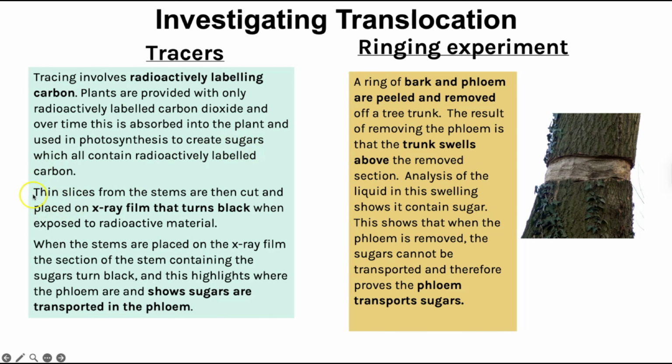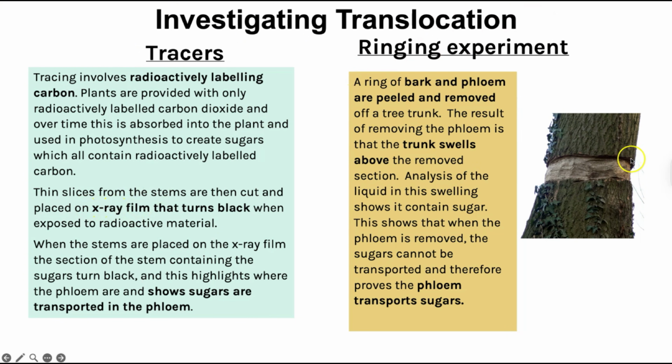So that means that you can take thin slices through the stem, and under the X-ray film, any radioactive carbon is going to show up. So in this way, you can track the route that the radioactive carbon takes through the plant, and that is how they could see where the phloem was, and that it must be the phloem that is transporting the sugars, because they are what lit up with that radioactivity under the X-ray.